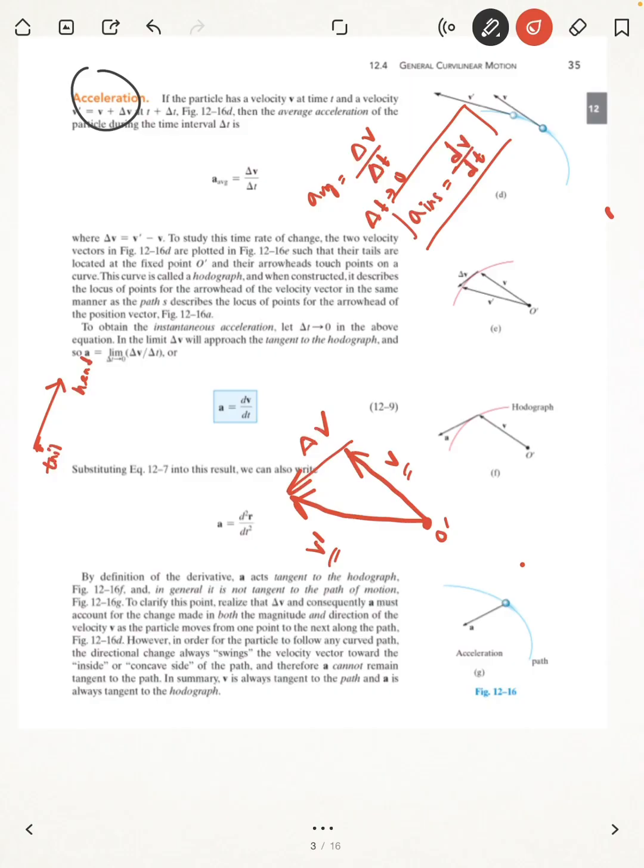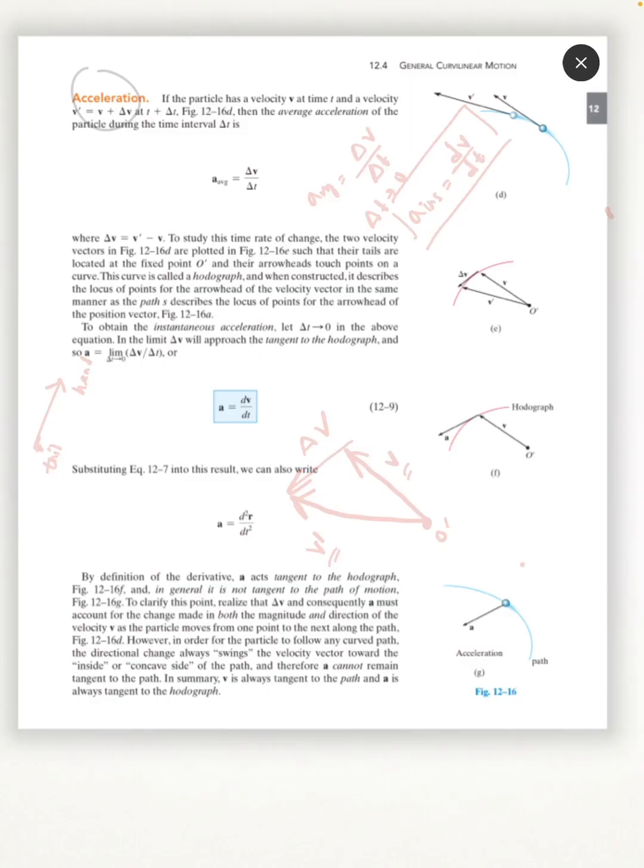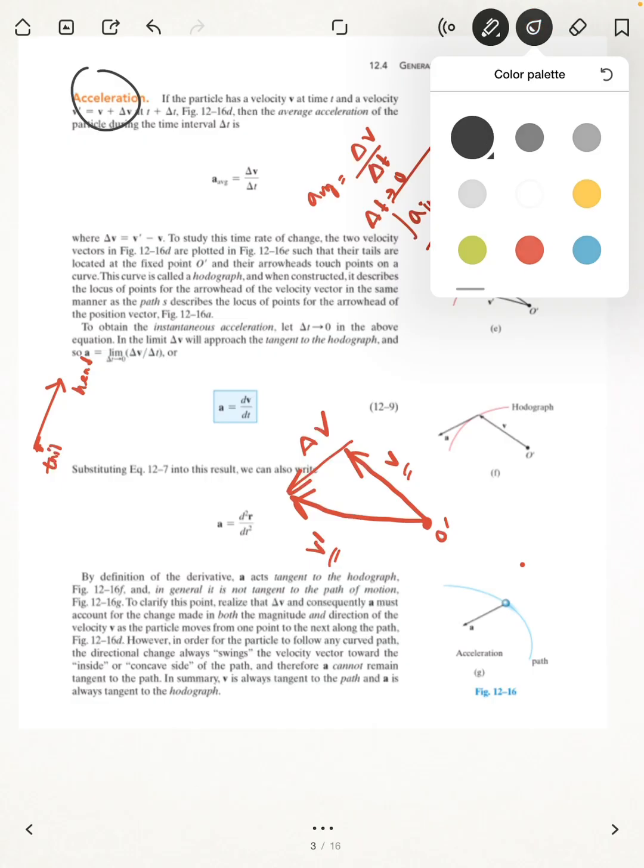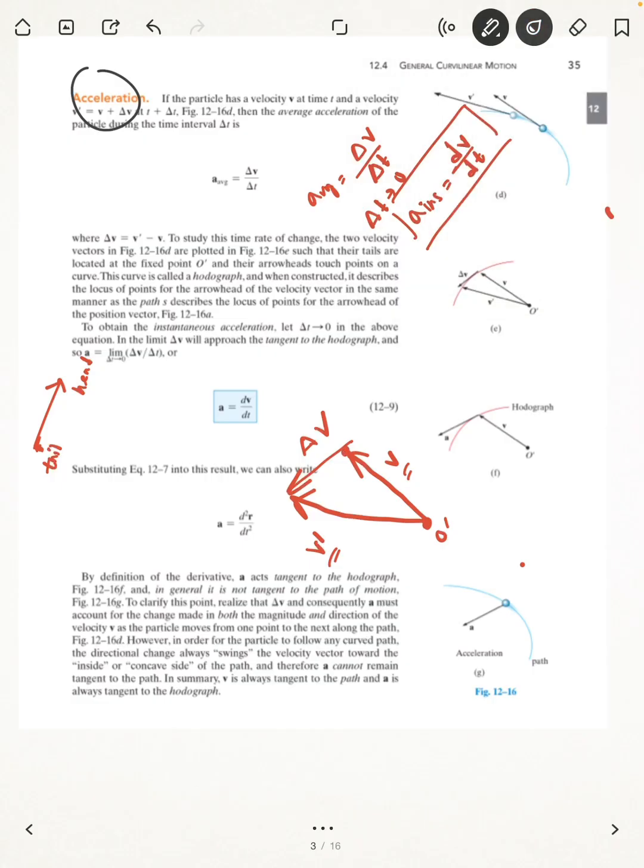And if you join the heads of these vectors, v and v prime, they will form a graph. Along the heads of the velocity vector, they will form a curve, and this curve will be called the hodograph.